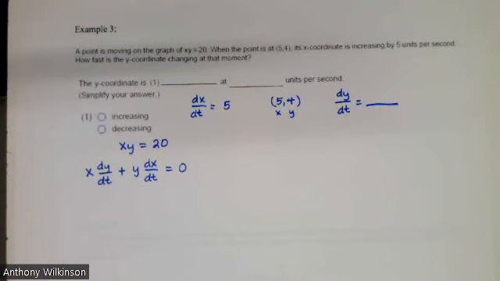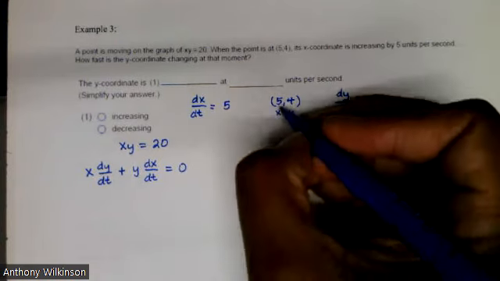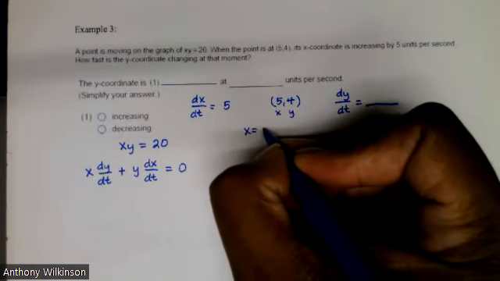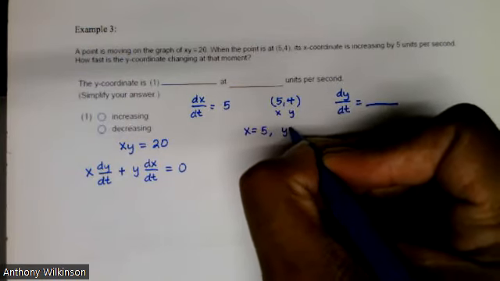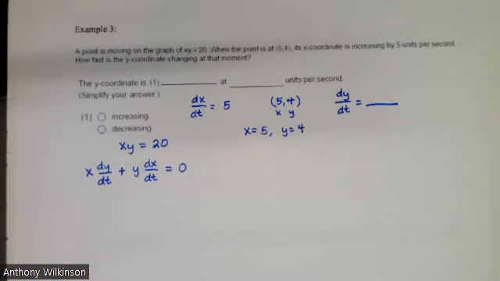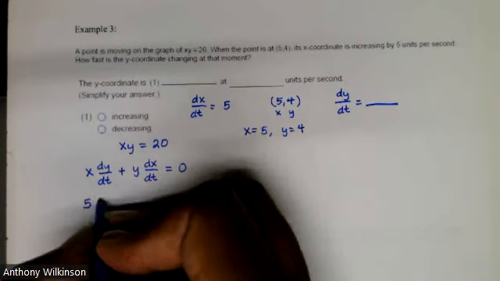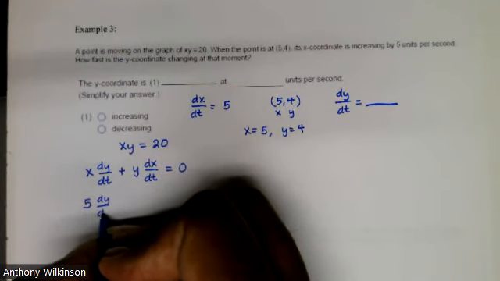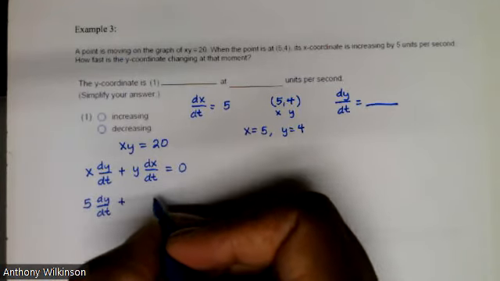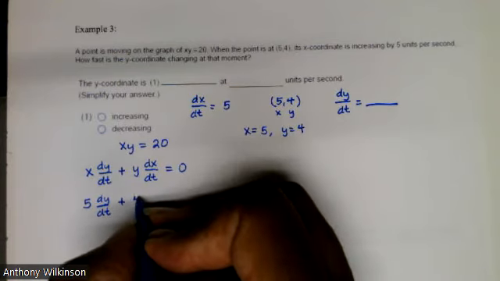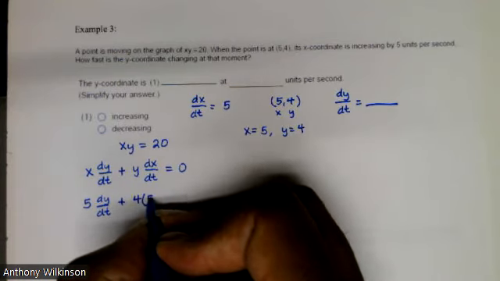All right, now let's do some substitution here. In this case, I'm going to go ahead and write this out as x is equal to 5 and y is equal to 4. So x is 5, so that will be 5 times dy/dt, which is what we're trying to find, plus the y, which is 4, times dx/dt, that's going to be 5.